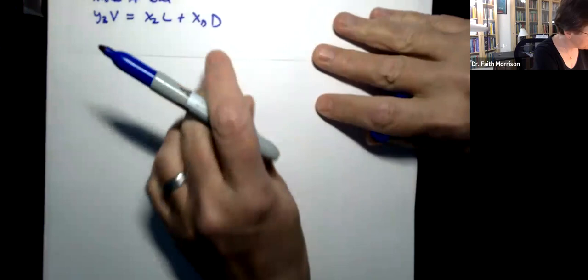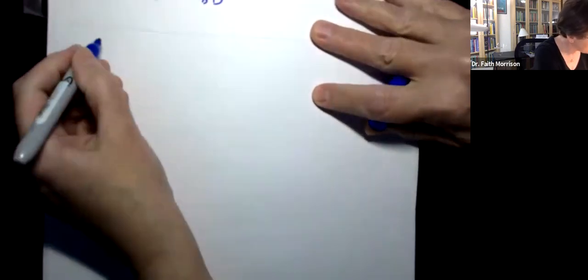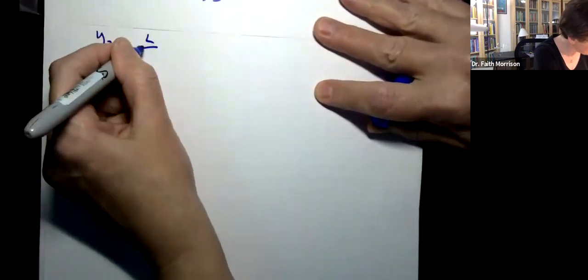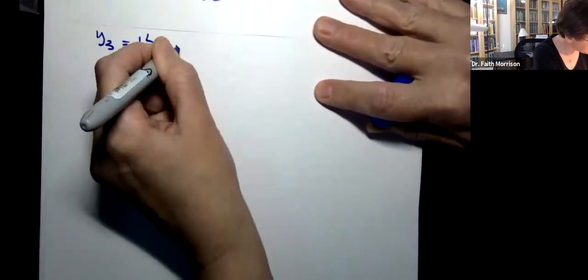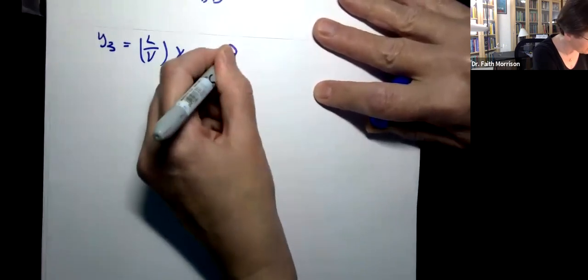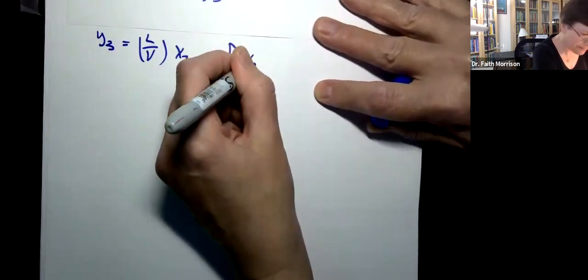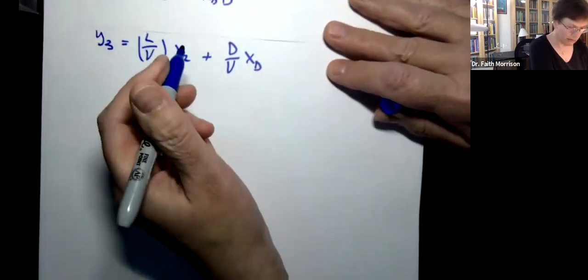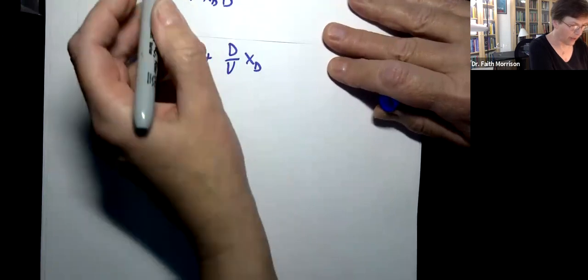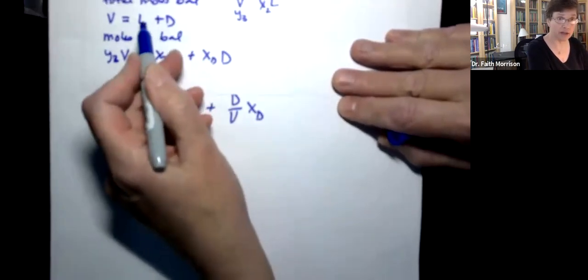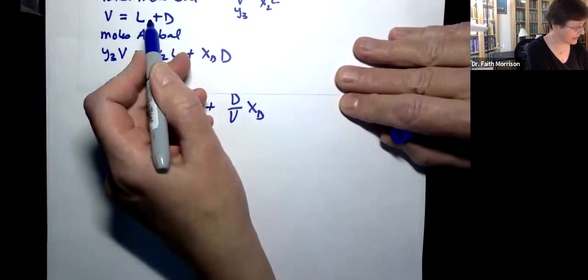And divide through by V. Okay, so we have Y3 equals L over V times X2 plus D over V times XD. D over V, let's see, we can go back up to this expression to get rid of the D.